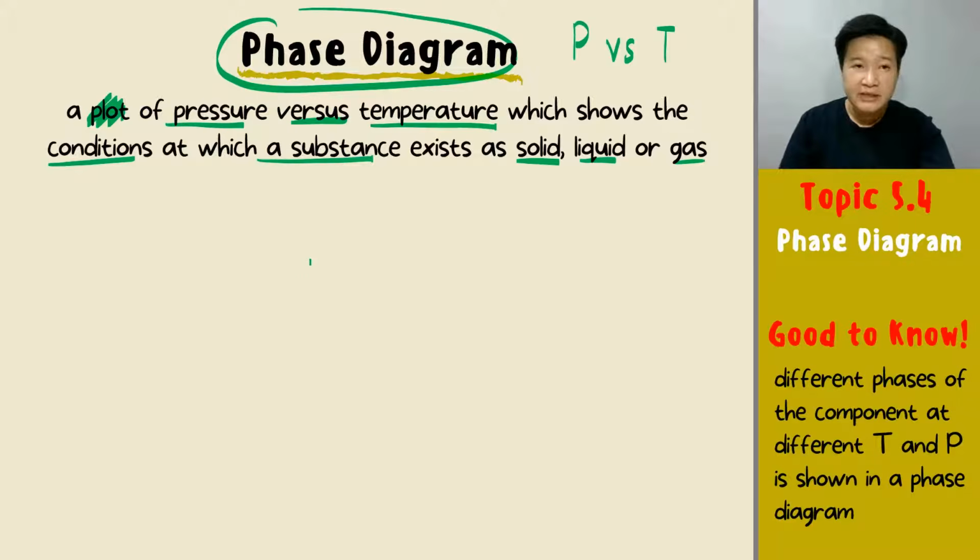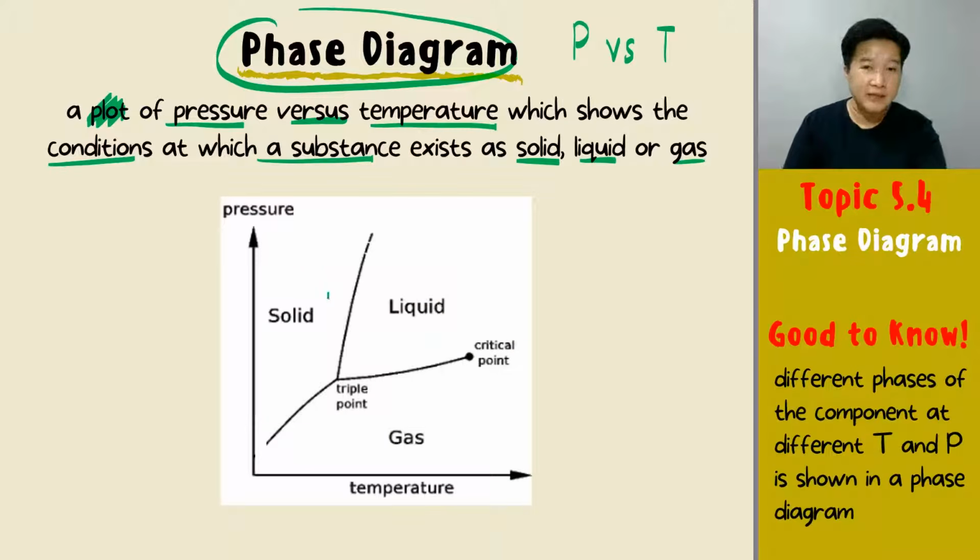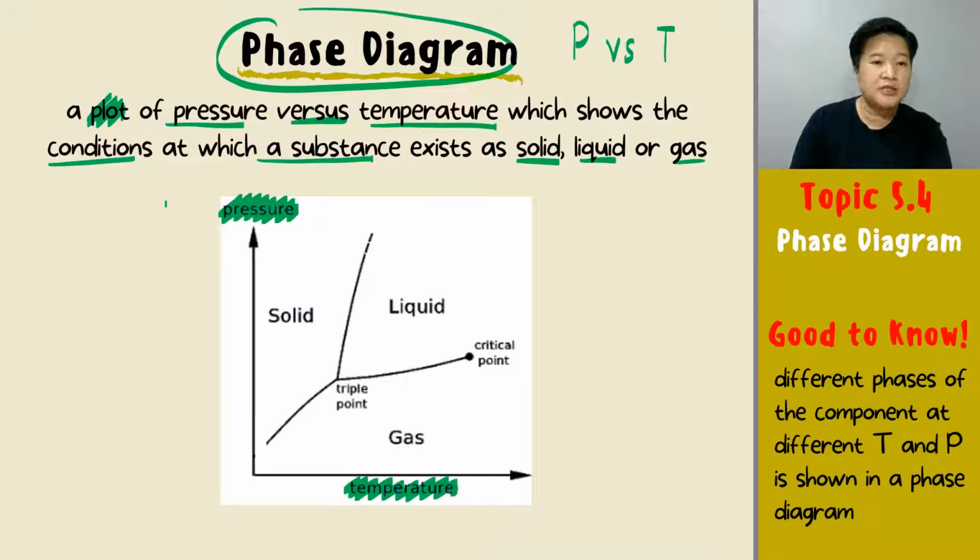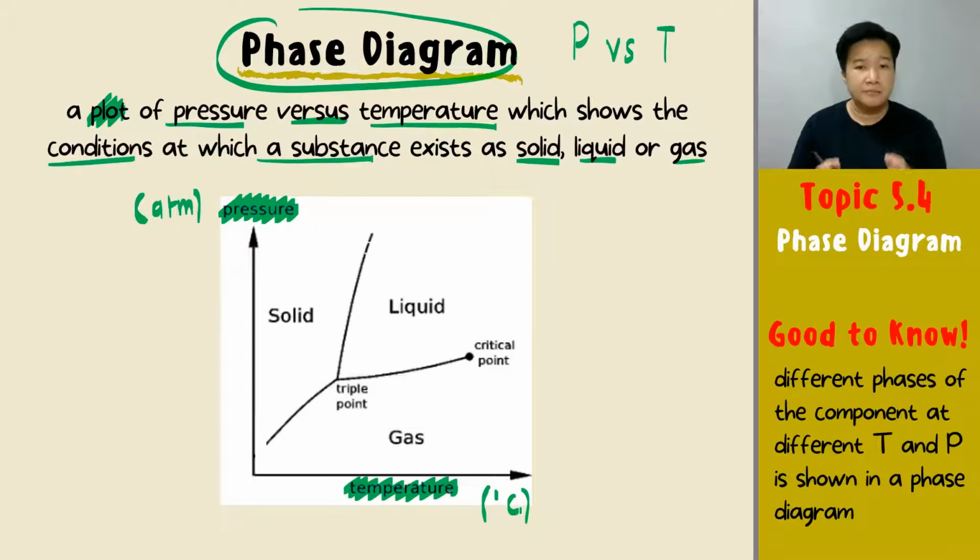And generally, your phase diagram looks something like this, where you have your pressure against your temperature. Your pressure most of the time will be in atm, while your temperature can be in Kelvin or degrees Celsius. In this video, I'm going to stick with degrees Celsius. It can be in Kelvin, depends on the question.